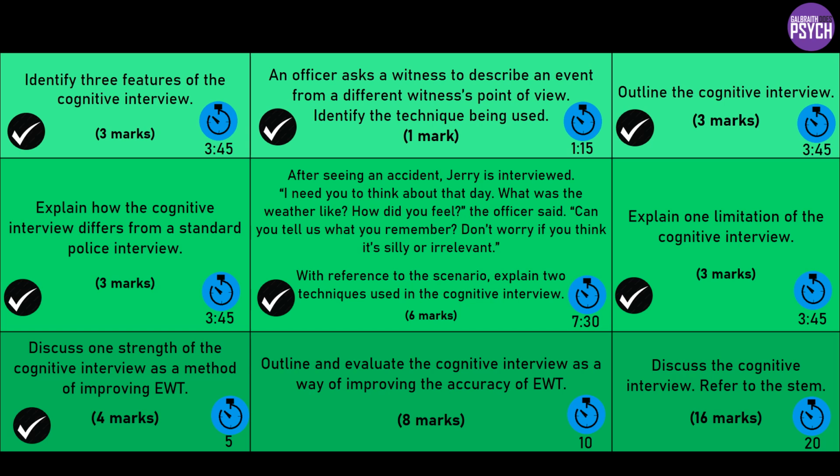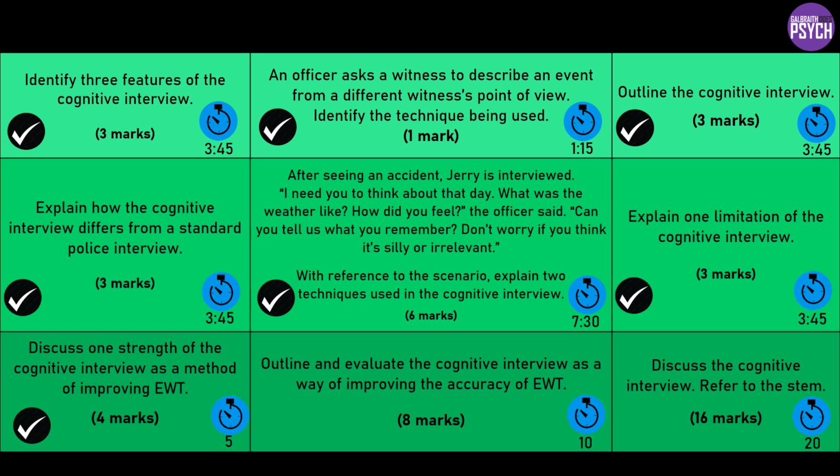Okay, 8 marker: outline and evaluate the cognitive interview. No STEM or anything, 10 minutes, maybe a page, maybe a bit less if you've got small writing. Outline, probably 3 or 4 marks. Evaluate, 4 or 5 marks. Outline and evaluate, often 4 plus 4, but it could be literally half an essay, so 3 plus 5. You won't know on the day, so it doesn't really matter. But let's tackle these skills.